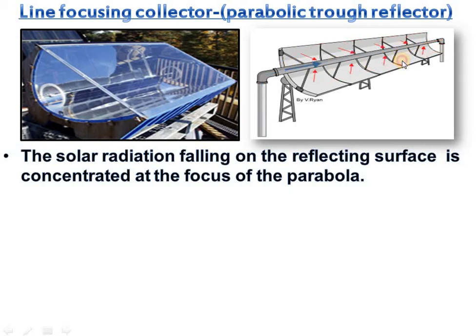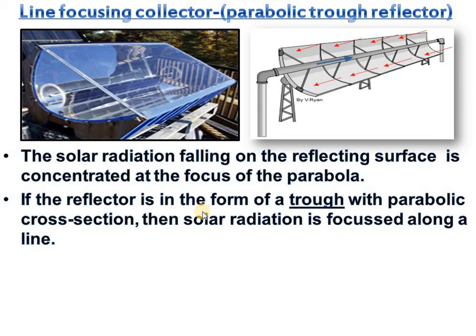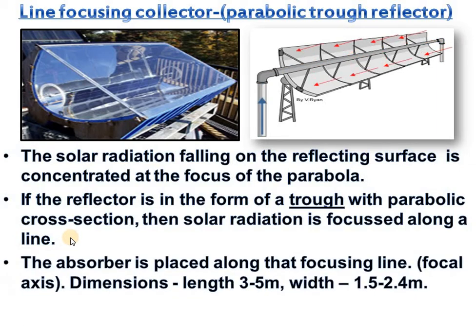Instead of a single point, you have a line, and the energy is focused along the line where we have kept your pipe. Okay, if the reflector is in the form of a trough with a parabolic cross section, then solar radiation is focused along a line. Line should be underlined. Line. That is why it is called line focusing.